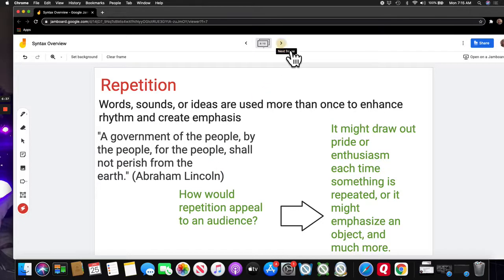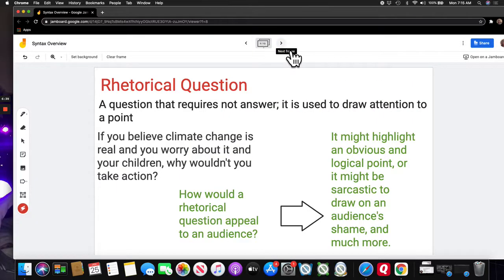So those are, there's one more. Rhetorical question. I think you guys know this one. So just a question that does not require an answer. It draws attention to something. So if you believe climate change is real and you worry about it in your children, why wouldn't you take action? The idea there is that the answer is supposed to be obvious. Like you have all the feelings in place to take action, so do it. There's no reason not to, right? So highlighting and making an obvious and logical point. Or maybe it's sarcastic. Like maybe you're trying to shame that audience into something. So those are your syntactical structures.